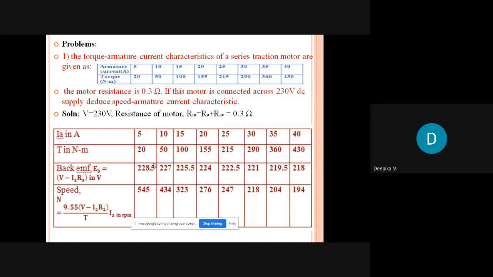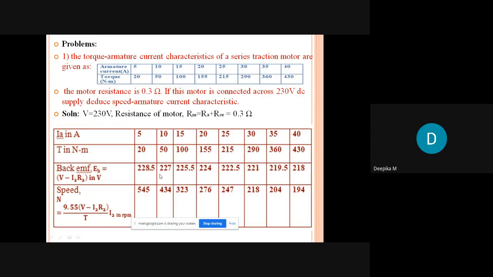And you can see here, we have made a table to calculate this. This will be very helpful, hence draw the table to calculate the values. Here IA in ampere is the armature current in ampere. They have already mentioned it in the problem, so just write it as it is, and the torque also they have given. So write it as it is.